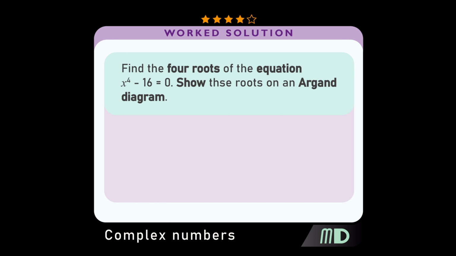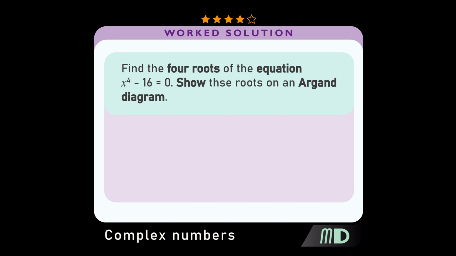Answering this question is a 4-step process. First, we need to factorize the expression on the left side of the equation into 2 brackets, before solving each bracket for x. Then we need to draw a pair of axes, before indicating the solutions to the equations on the Argand diagram.